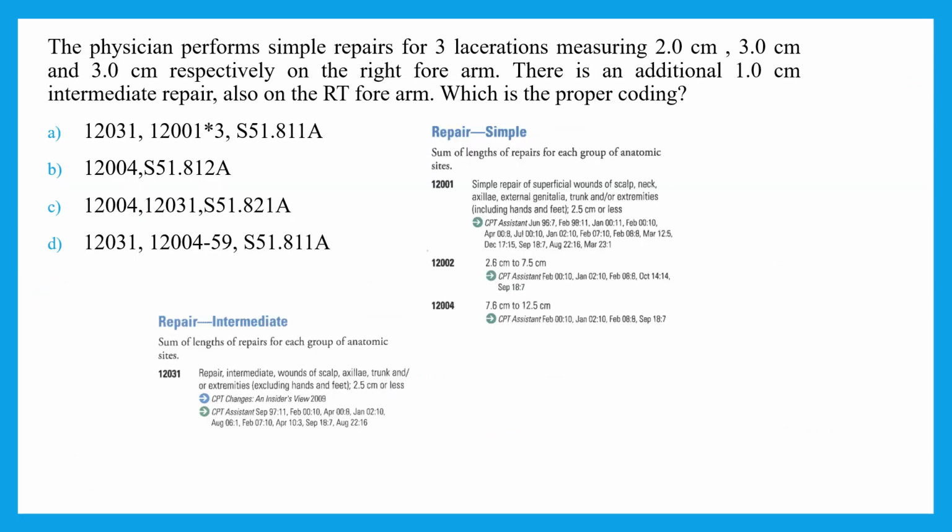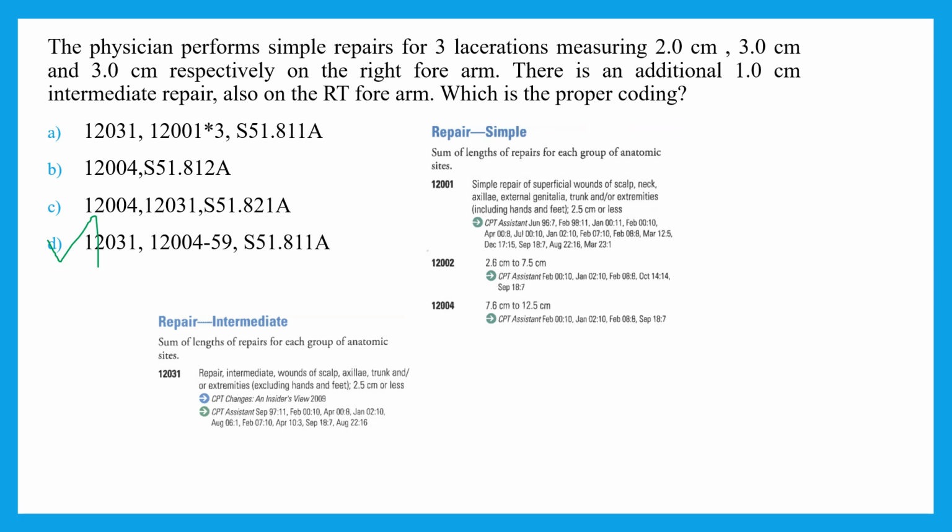See this case, the physician performed simple repair for 3 lacerations measuring 2 cm, 3 cm and 3 cm respectively on the right forearm. There is an additional 1 cm intermediate repair also on the right forearm. Now we know the guideline: if two repairs are involved in your question, a 59 modifier should be in your code. Among A, B, C, D, only option D has the 59 modifier. So just using the 59, we can find the answer within 10 seconds.